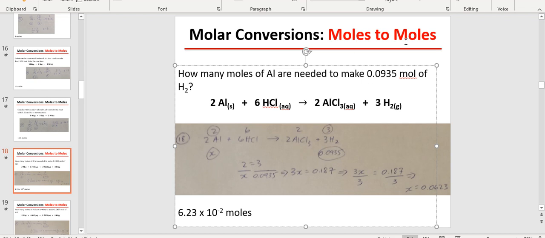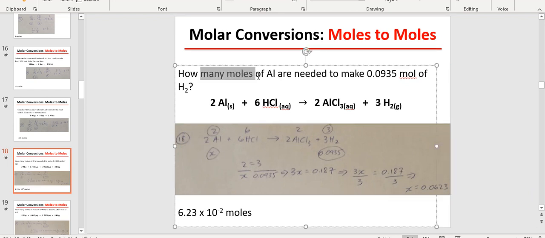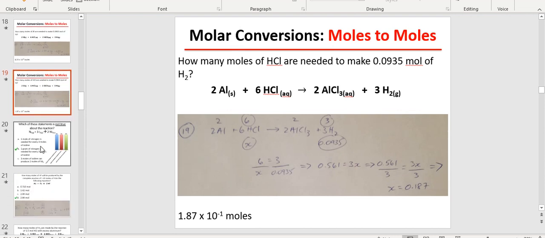Moles are the easiest. Your molar ratio, these guys here are in moles. Okay? If I'm asking for moles and I give you moles, they just go under here and it's one box. Easy peasy. Okay? This is just the same question. You can have a look at it. It's a molar conversion, moles to moles. It's just the same question, just changing the numbers around.